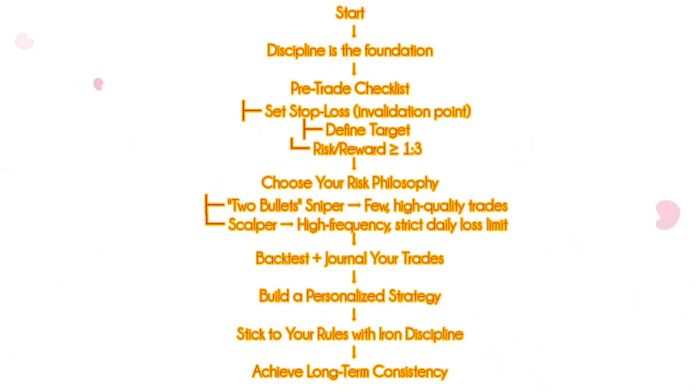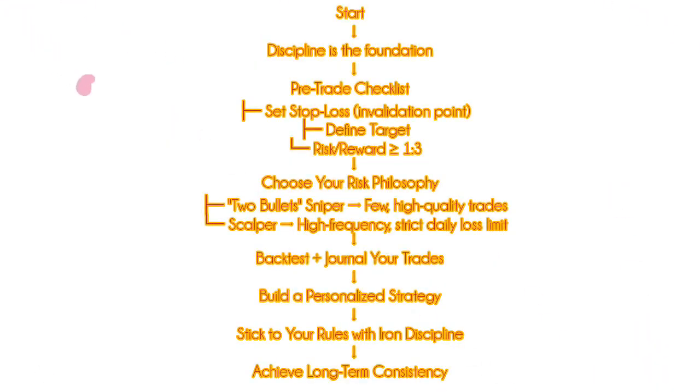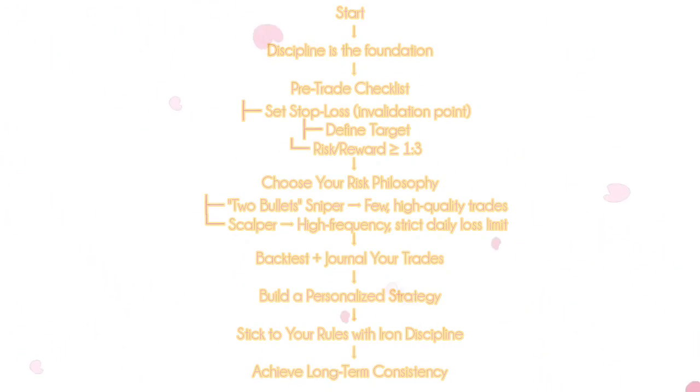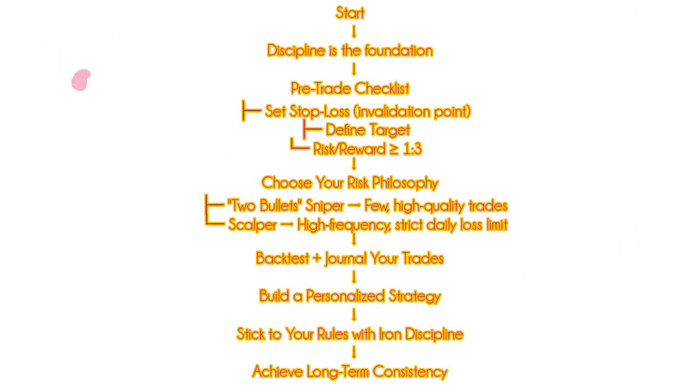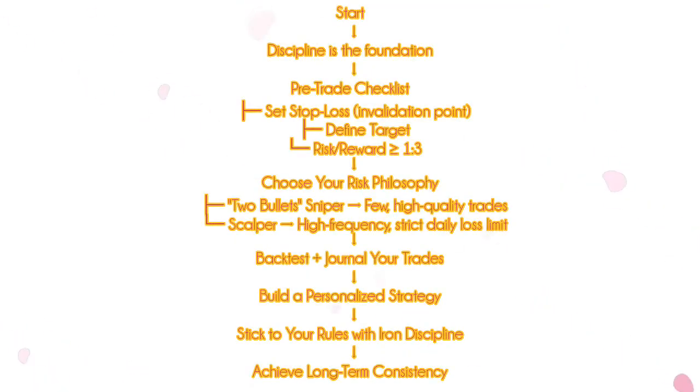Finally, we learned that the ultimate goal is not to find a secret system, but to use rigorous backtesting and journaling to build a personalized strategy that reflects our unique personality. The true path to consistency lies in this deep self-discovery and the iron discipline to follow the rules of the system that we ourselves have forged.